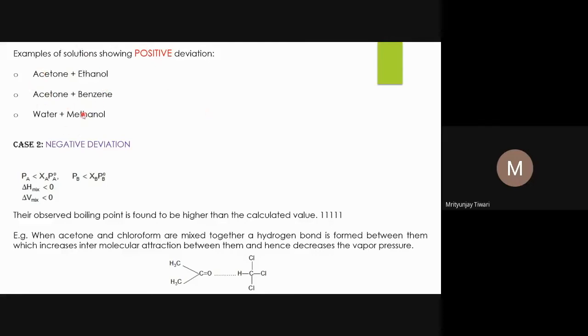Water and methanol: again, the hydrogen bonding between two water molecules is stronger than the interaction between water and methanol. Though these interactions are hydrogen bonding only, the hydrogen bonding between water and methanol is weaker than the hydrogen bonding between two water molecules, and thus this solution also shows positive deviation from Raoult's law.